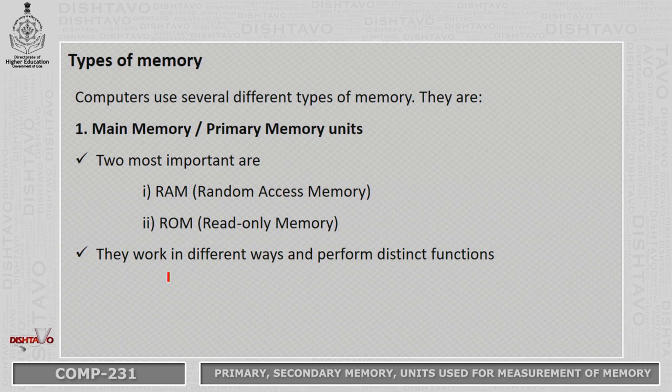Types of memory. We are classifying memory into two types, that is primary memory and secondary memory. Firstly, primary memory, which we can also call main memory. Two most important memories in primary memory are RAM and ROM. RAM means random access memory and ROM means read-only memory. They work in different ways to perform different functions. RAM is a volatile memory. Whatever data is stored may vanish whenever the computer is switched off. But in ROM, it can be retrieved.